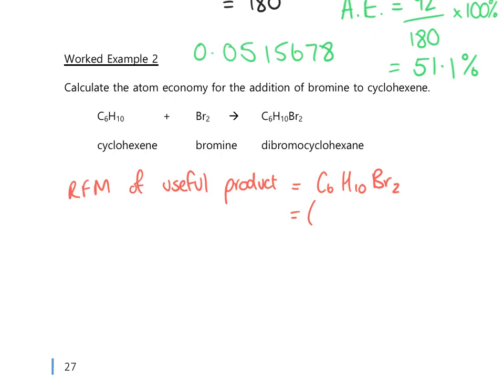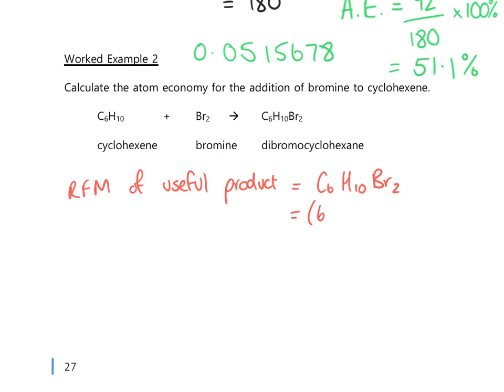All right, try and do this yourself. Have a look at your periodic table. Give that a wee go yourself before I go through it. Working out the RFM of dibromocyclohexane. Okay, have we all given this a go? I probably couldn't do the adding up, but I can do the RFMs.